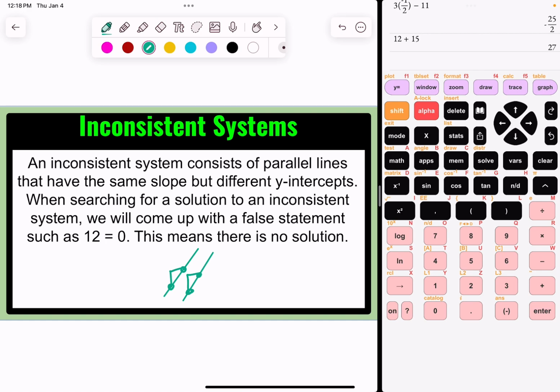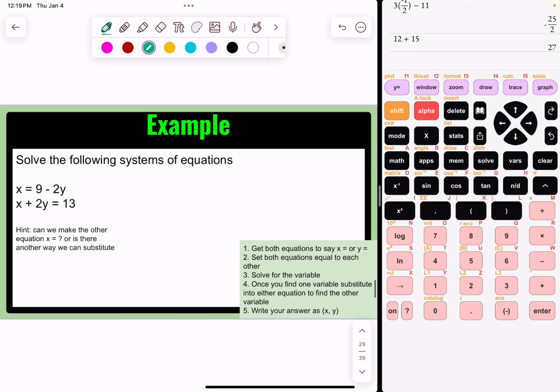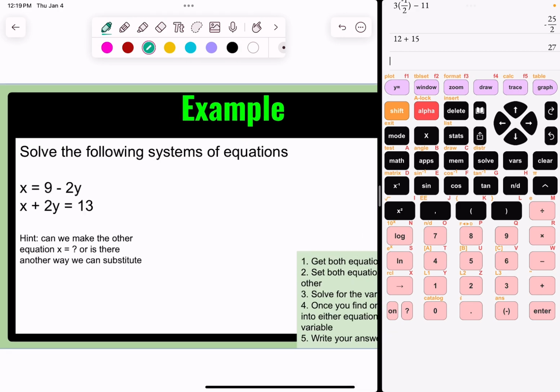When searching for a solution to an inconsistent system, you will end up canceling out the variables and coming up with a false statement where two numbers equal each other, but the numbers are not actually equal. It's false, leaving us with no solution. So let's try this example right now.